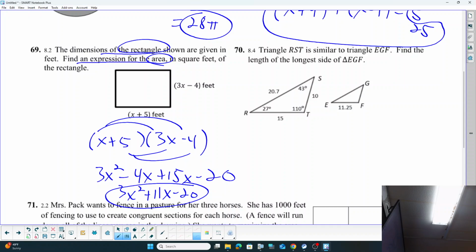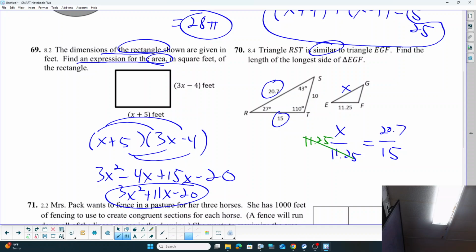So then there's similar triangles. Find the largest side. That's the largest side here, so we'll call it x. So we'll go x over 11.25 is equal to its largest side over its similar side. And then you just multiply by 11.25 to the other side. Boom, and get our answer there.